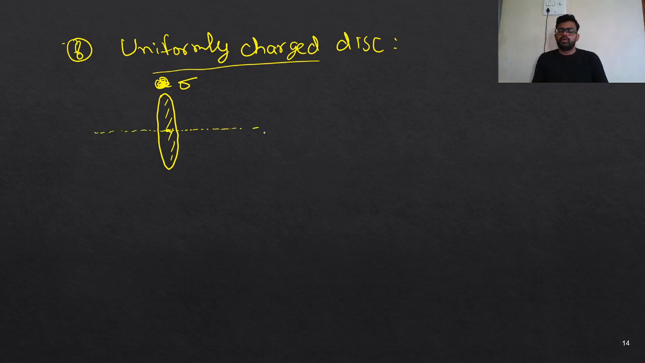For the ring at the center, the field was 0, so for the disk also at the center it will be 0. So it doesn't matter. Let us talk about the general formula, E. Let's say this distance is x and the radius of this disk is r.